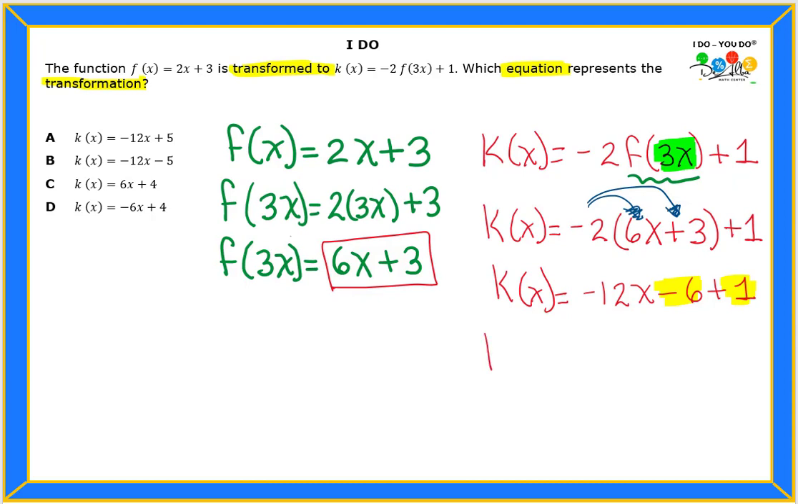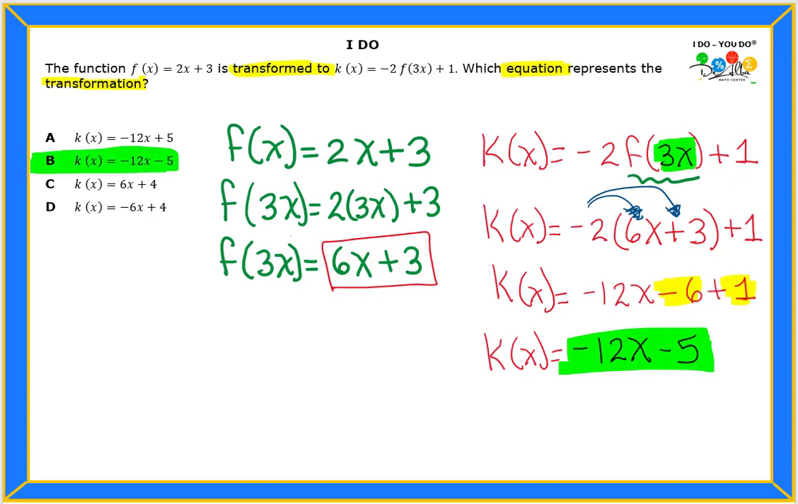So I'm going to have k of x equals negative 12x, and negative 6 plus 1 is a negative 5. And that will be my answer. Okay, so let's check on the answer choices. And we see that, yes, answer choice B. Very good.